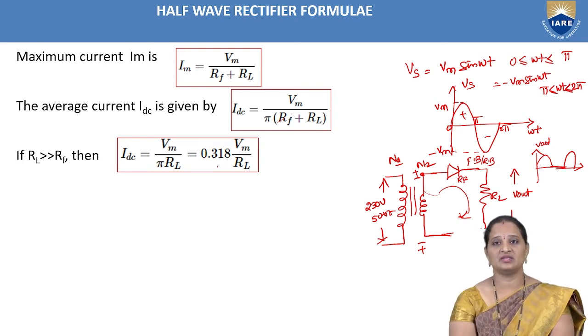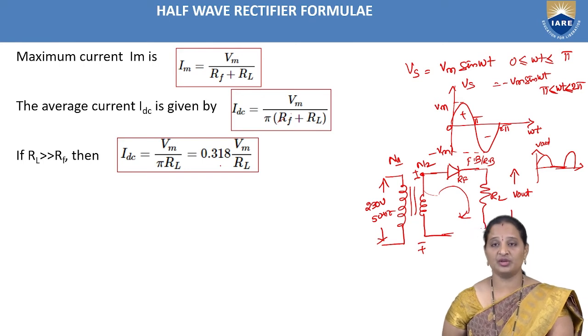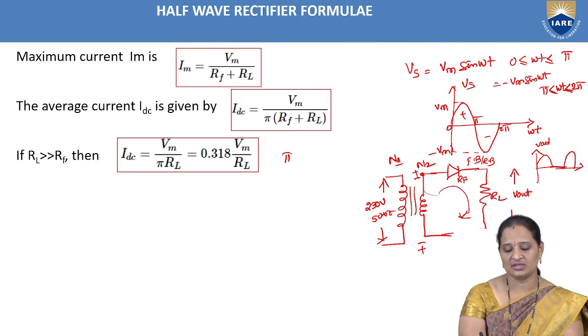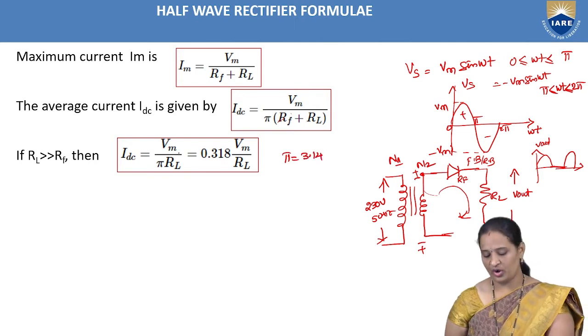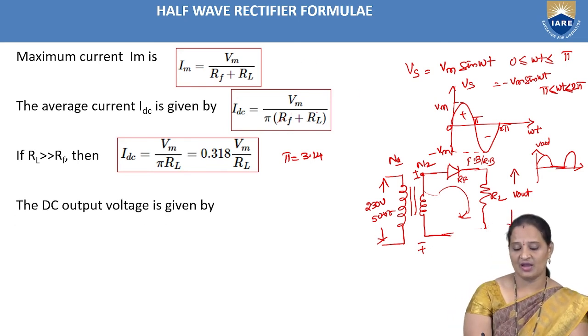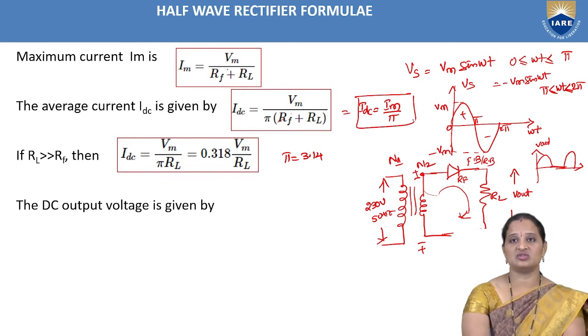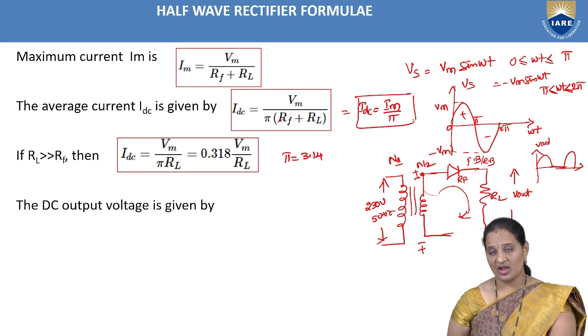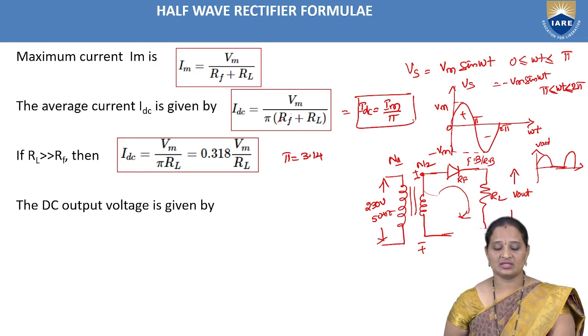That is given by 0.318 into Vm by RL, where the value of pi is 3.14, and 1 by 3.14 is 0.318. We can also write the IDC value as Im by pi, so IDC equals Im by pi, where Im equals Vm by Rf plus RL. This is the average value of current flowing through the load resistor.